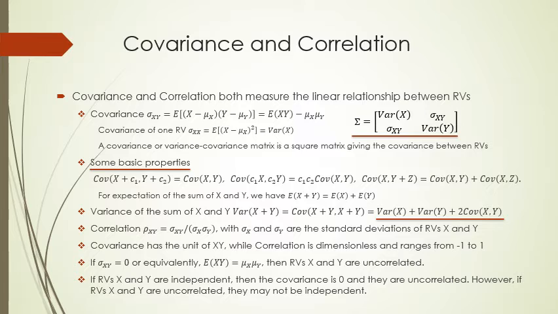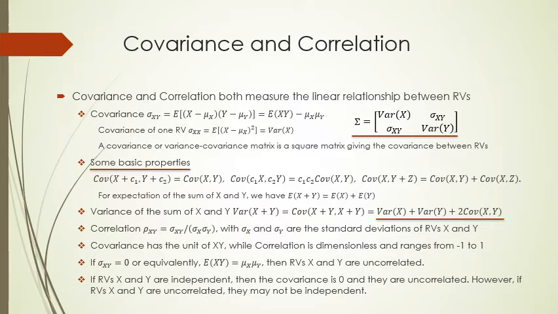Correlation between random variables x and y is defined as their covariance divided by sigma x sigma y, where sigma x and sigma y are the standard deviations of x and y. Based on their definitions, covariance has the same unit as xy, and the correlation is dimensionless and ranges from -1 to 1. If the correlation is 0, then random variables x and y are uncorrelated.